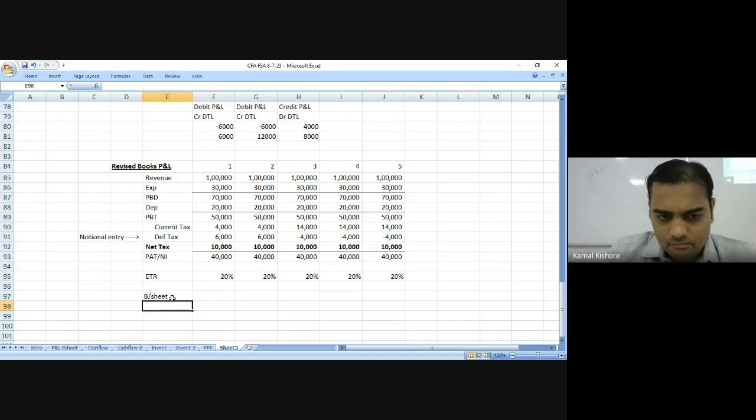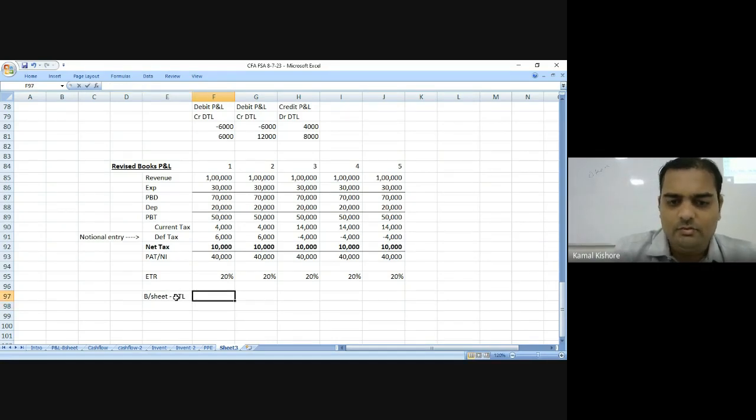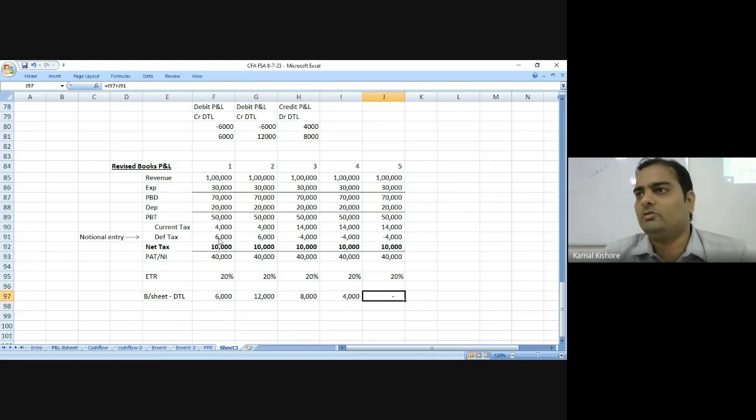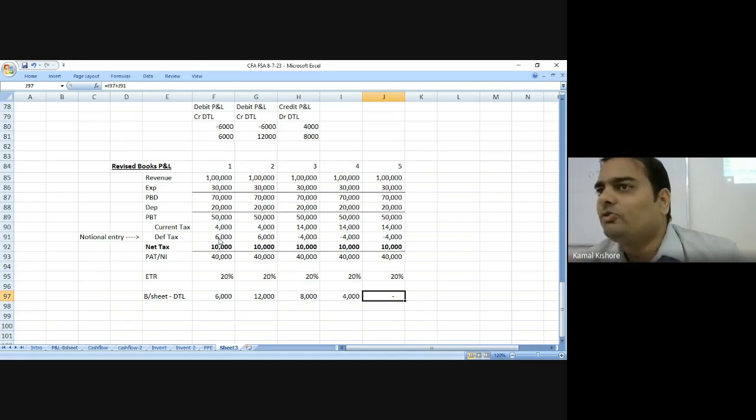Okay, DTL is how much? 6,000, right? The next year it will be this plus this. Ultimately, it is becoming 0. Okay, this is the concept of deferred tax. Now, this can be DTL or this can be DTA. Let me come here. Go down and come back. This is DTL. It can be DTA also.